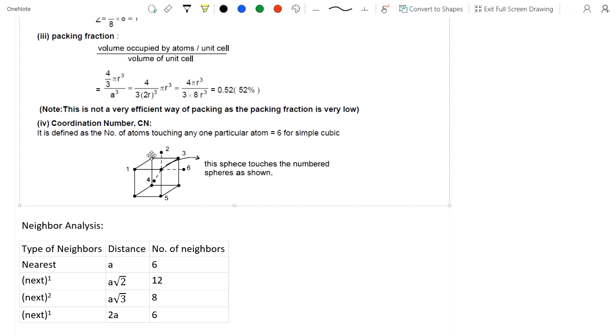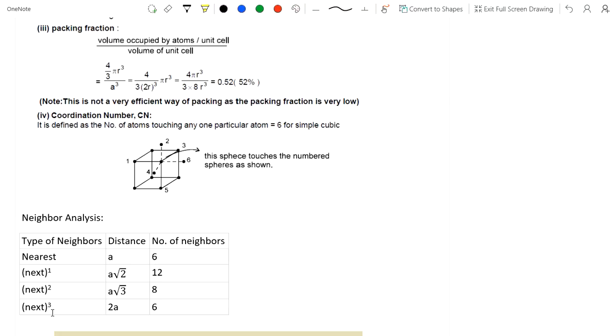So neighbors which are going to be after this particular distance of a root 2, the next distance is basically a root 3. Similarly, next 3 is going to be neighbors which are next nearest neighbors, so that are going to be at a distance of 2a, and there are 6 such neighbors. Now you can pause this video at this point, just try to figure out how we are getting these numbers, and then I'm going to explain to you how exactly you can calculate these neighbors and how to visualize the atoms.